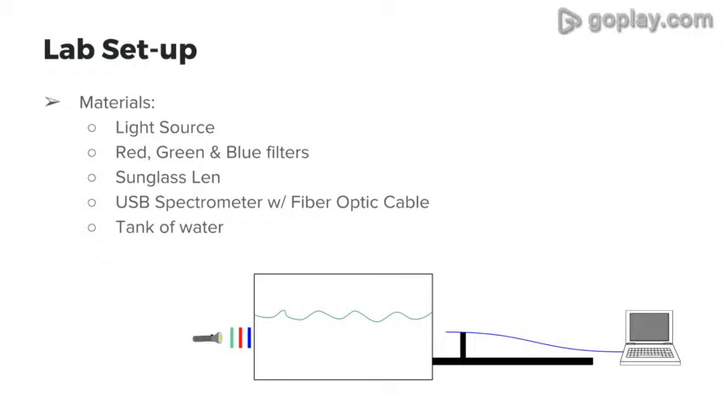First, we have a flashlight as a source of light. Next, light travels through combinations of the 3 filters, red, green, and blue. Then, the light travels through the tank of water to get to the fiber optic cable and spectrometer. We also use sunglasses and lasers to view other relationships with light.